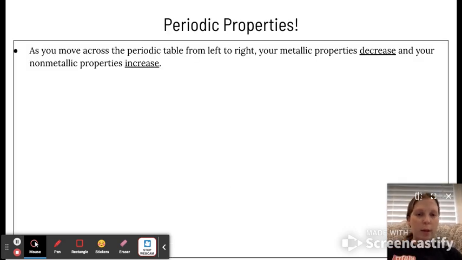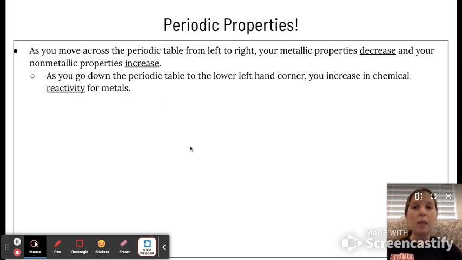So now let's talk a little bit about periodic properties. As you move across the periodic table from left to right, your metallic properties will decrease and your nonmetallic properties will increase because you're going from metals all the way over to nonmetals. So as you're getting out of the metals, you should have a decrease in metallic properties and an increase in nonmetallic properties. As you go down the periodic table to the lower left-hand corner, you increase the reactivity of metals.